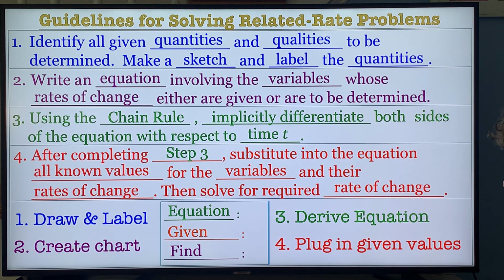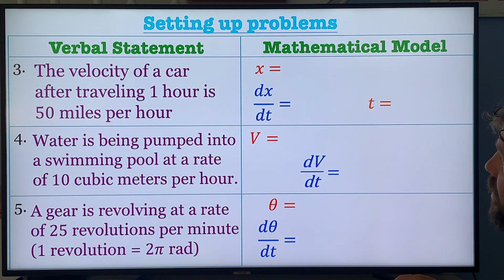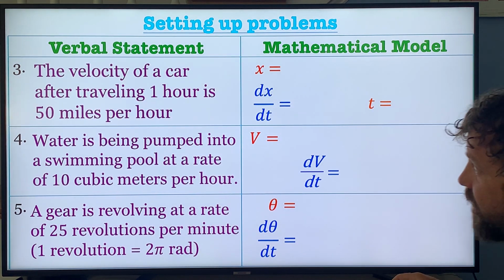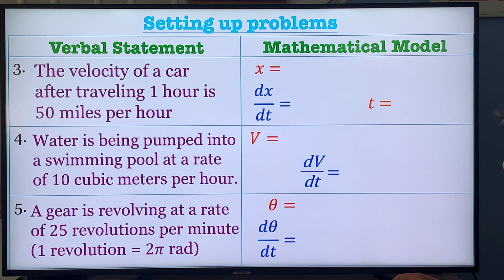All right, ready to see how this is applied? Well, let's set this up. Now, this is step 1, finding the stuff. The velocity of a car after traveling 1 hour is 50 miles per hour. I always hated this slide, but it's effective. So, what is our x, what is our dx/dt, and what is our t?